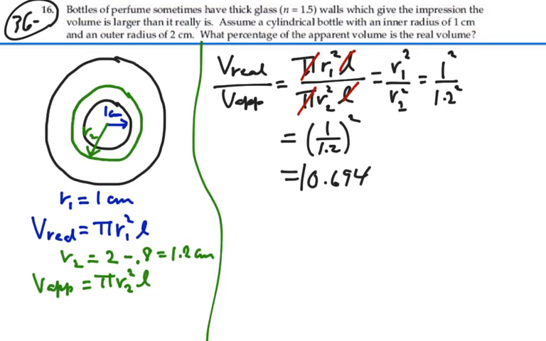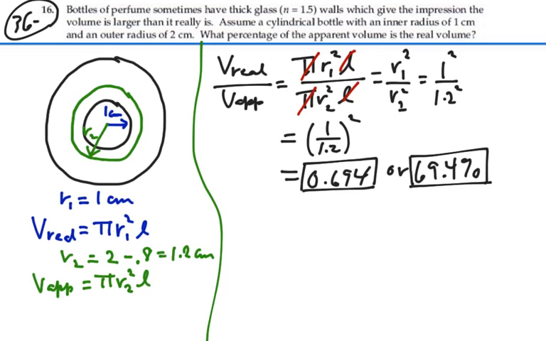The ratio of the real volume to what we think we have as the volume is 0.694, or 69.4%. So we think we're getting a certain volume, but we're really only getting 69.4% of that, less than 70%. This is a good marketing strategy where we think we're getting more than we're getting, and we're really only paying for less than 70% of what we think we're paying for.